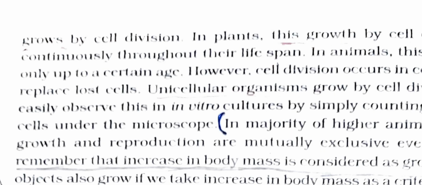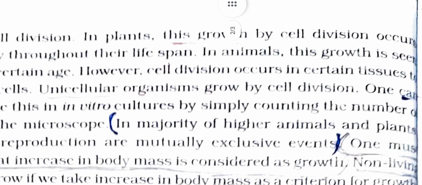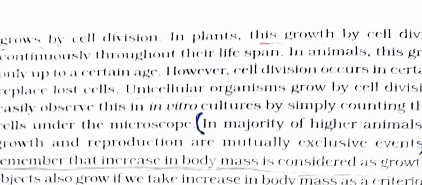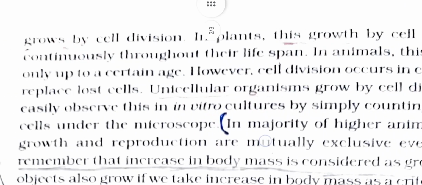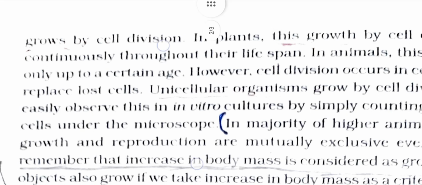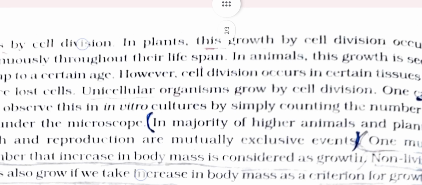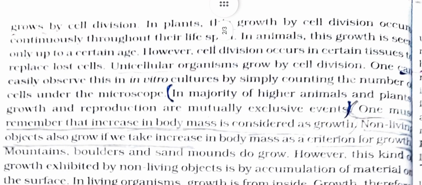Its cell number increases. In plants, growth by cell division occurs continuously throughout their lifespan. In plants also, cell division occurs continuously till their death. In animals, the growth is seen only up to a certain age. That means up to 18 or 21. In boys, normally it is 21, and in females, it is 20 or 19. However, cell division occurs in certain tissues that replace lost cells.